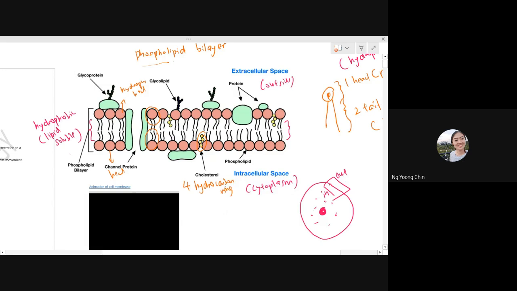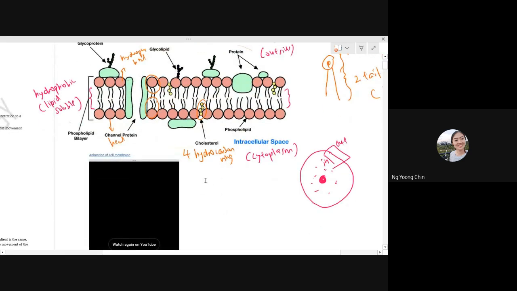Another thing you should know is that inside the phospholipid bilayer, proteins are inserted. See, there's a protein inside. Usually there are two types of proteins found inside the phospholipid bilayer. The two types of proteins are carrier proteins and channel proteins.